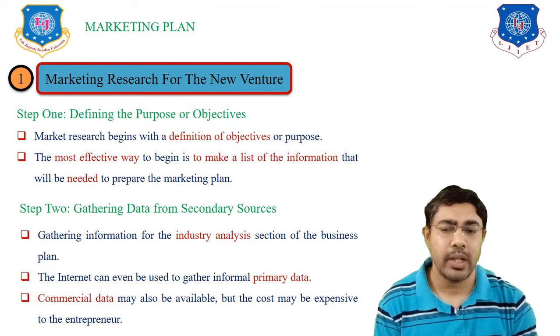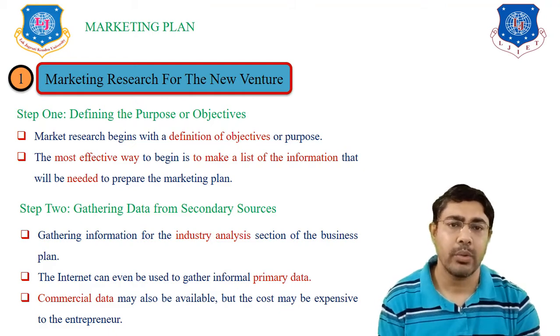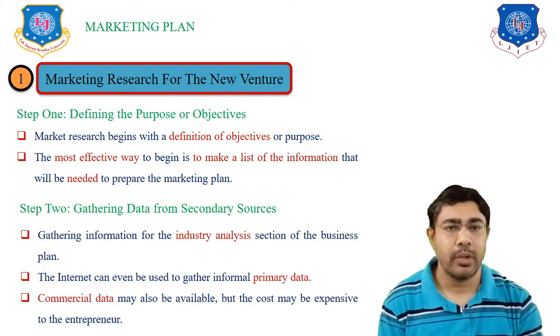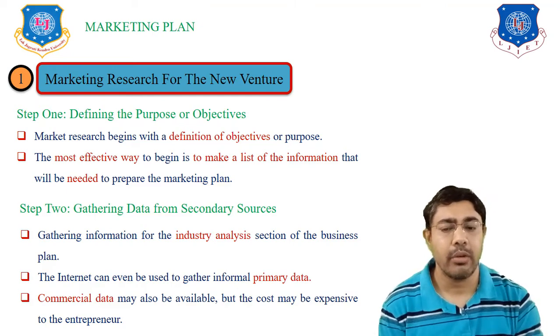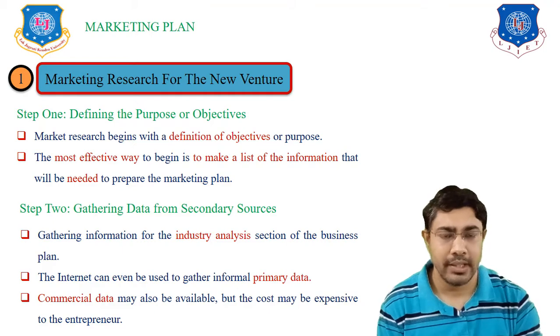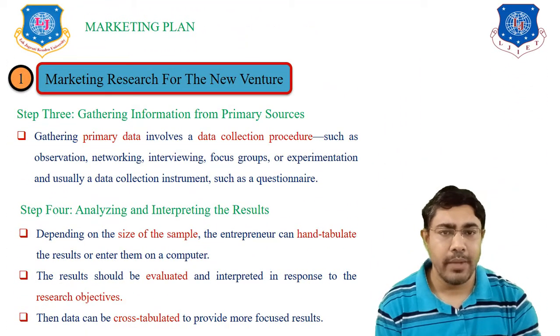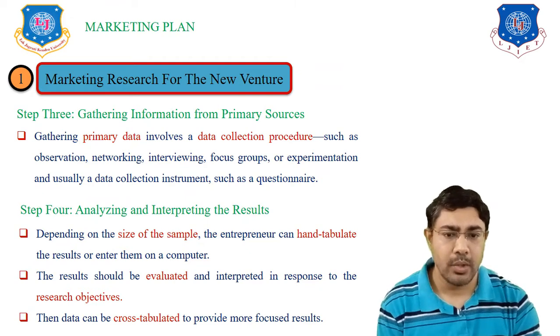So whenever you are collecting the data, first you have to try the free sources available for collecting the data, and then you have to go for the commercial data. So the third step is gathering information from primary sources.